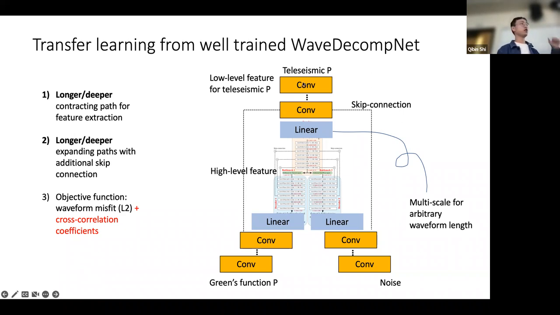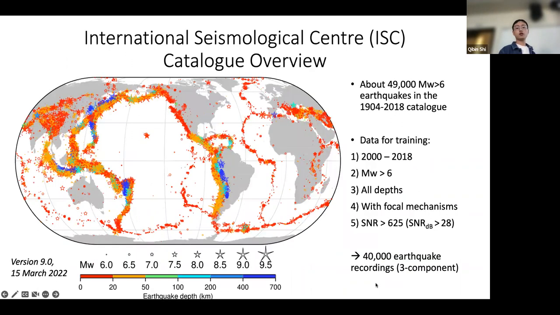We also add additional convolution layers to extract the lower level features from the teleseismic wave, because the lower level features of teleseismic waves are very different from regional or local data. That's the purpose of adding these layers. And ideally, this architecture, after training, will have the best values for all these model parameters, and eventually it will output a good Green's function for P and the pure noise.